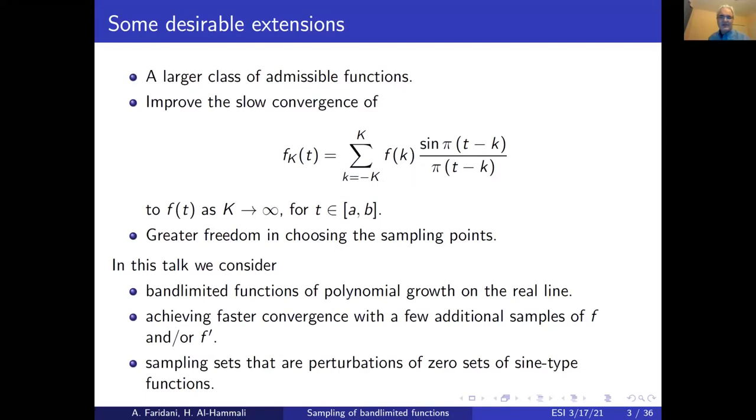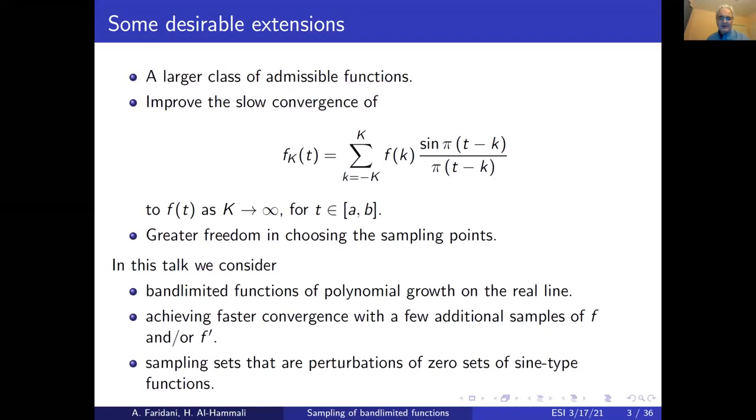So this talk will attempt to introduce a framework that to some degree will allow to achieve all of these three goals and is a coherent framework. So the functions we consider will be functions of polynomial growth on the real line, still bandlimited functions, so the distributional Fourier transforms of these functions will still have support in the interval minus pi pi. Our method to achieve faster convergence consists in taking a few, like one, two, or three, say, additional samples of f and or the derivative of f.